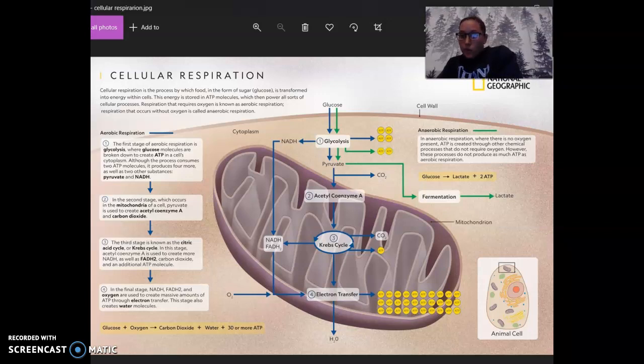And then you'll see anaerobic respiration. In anaerobic respiration, there is no oxygen present. ATP is created through other chemical processes that do not require oxygen. However, these processes do not produce as much ATP as aerobic respiration. So you have glucose and lactate plus 2 ATP.